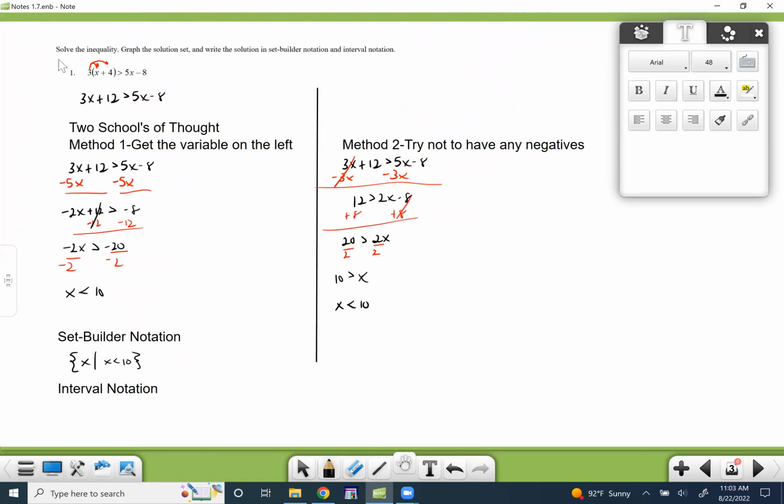What can I plug in? Well, any number, as long as that number is less than 10, is what this is saying. Any x such that x is less than 10. You throw a 9 into this, it's going to work, you guys. You throw an 8, it's going to work, right? Or 9.1, it's going to work.